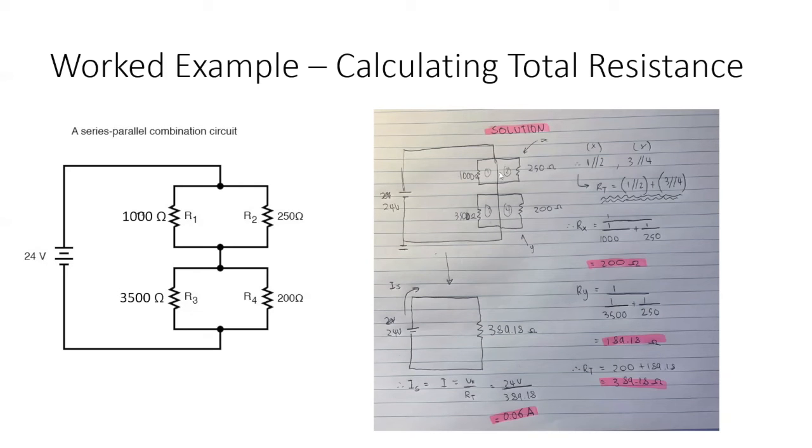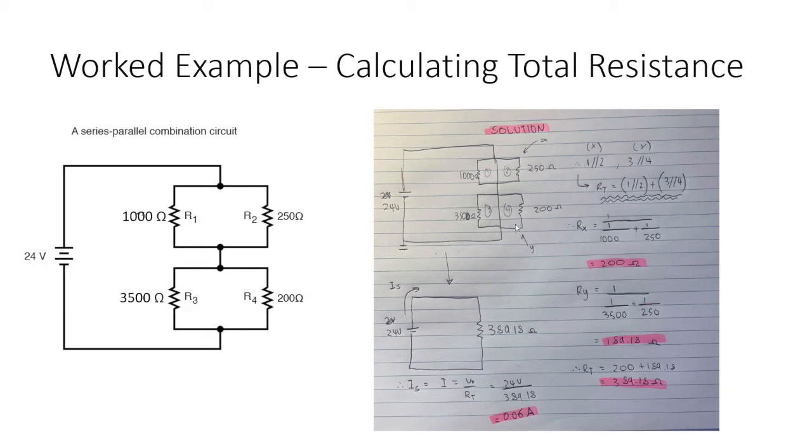To find the Rx, which is 1 and 2 in parallel, we just do 1 over each resistor, 1 over 1000 plus 1 over 250, the other one. And that will equal 200 ohms. And then for the Ry, which is 3 and 4 in parallel, we do 1 over 3500 ohms plus 1 over 250 ohms, which will give us an equivalent value of 189.18 ohms.